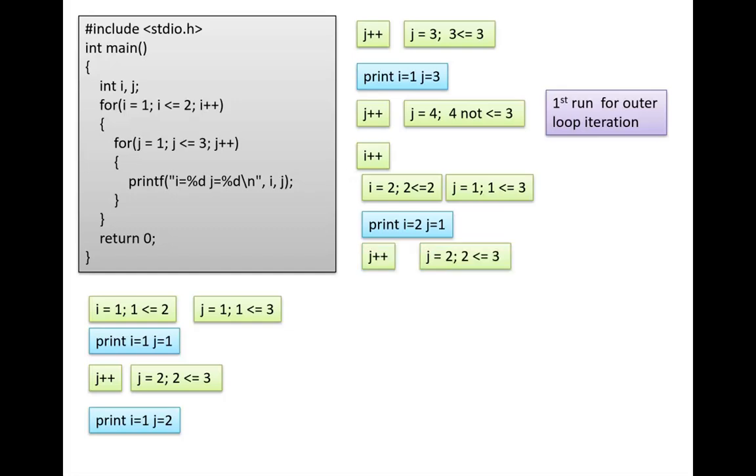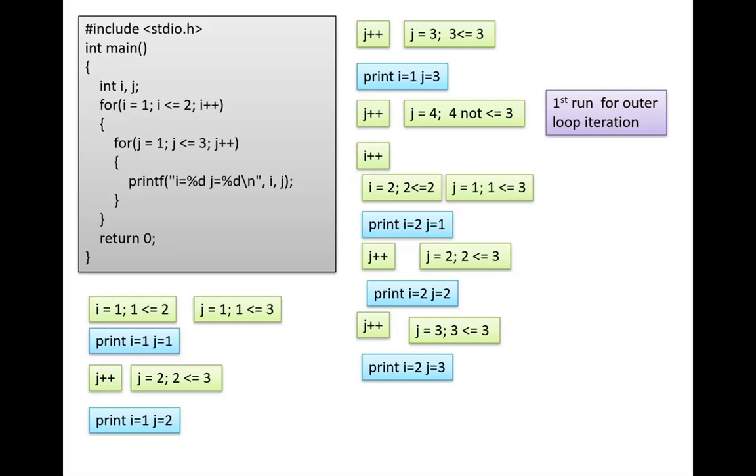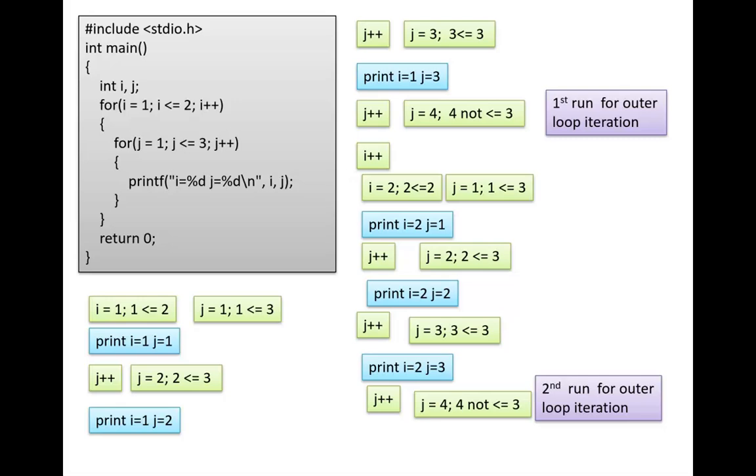j gets incremented by 1, j is equal to 2, 2 is less than or equal to 3. Print the value of i and j. Again, j gets incremented by 1, j is equal to 3, 3 is still less than or equal to 3, so print the value of i and j. j gets again incremented by 1, j becomes 4, 4 is not less than or equal to 3. So this is the second run of the outer loop iteration, where it is over. Again, i is incremented by 1, i becomes 3, 3 is not less than or equal to 2, so here the outermost loop ends.